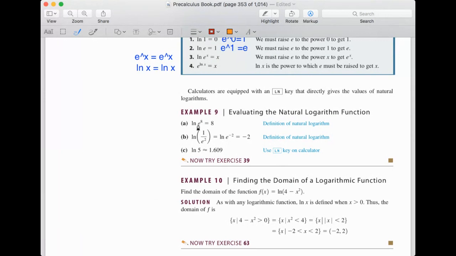So ln e to the a equals a, because this is base e, right? ln of 1 over e to the 2, we can write as e to the negative 2. Then this e is the same as the base e, so that equals negative 2. ln 5, this is base e. We can punch it into a calculator, get about 1.6 something.